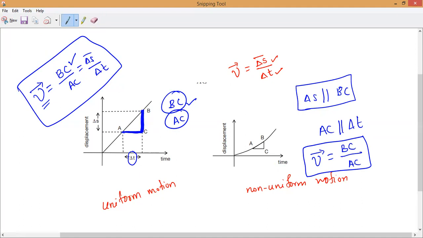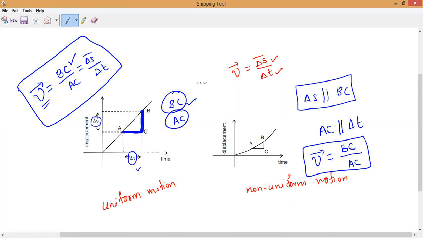So AC is parallel to the time, that is the time period, and BC is parallel to the displacement. Remember, instantaneous velocity simply means the change at a given small period of time. That is what we call instantaneous velocity.